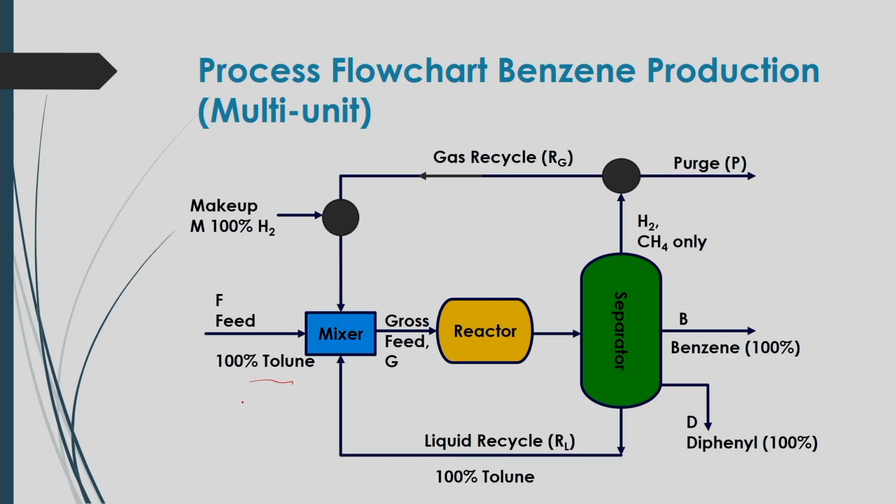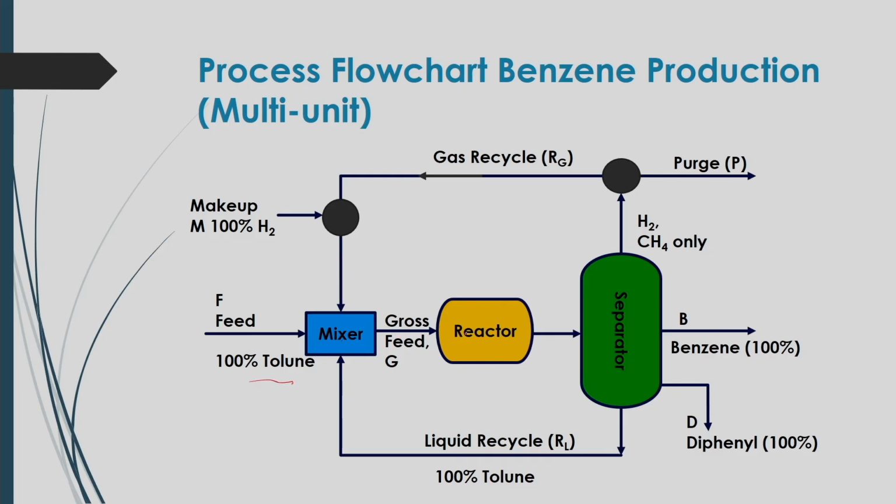So, only pure toluene is being used, and no other components will be in this feed. But whenever it is sent to the mixer, the mixer will also receive other streams, like the gas recycle coming to this mixer. Another stream comes from the separator as a recycle, liquid toluene recycled to this mixer. Now, all these streams are mixed in this mixer, and then finally as a gross feed G it will come out from the mixer, and then it will go to the reactor.